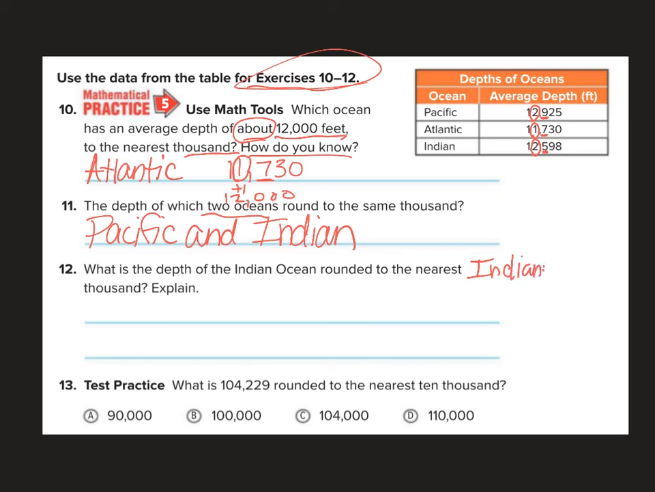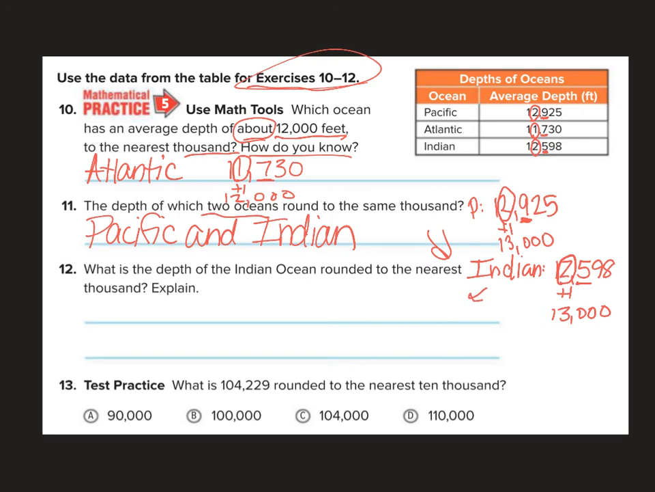So the Indian is 12,598 rounded to the nearest 1,000. That 5 tells us to add 1, so it's going to round to 13,000. Okay, so the Indian is 13,000. Let's do the Pacific. It is 12,925. So again, we're going to circle our 2, underline our 9, which tells us to add 1. So the Pacific also rounds to 13,000. So there's our work. And the Indian work counts for down here too.